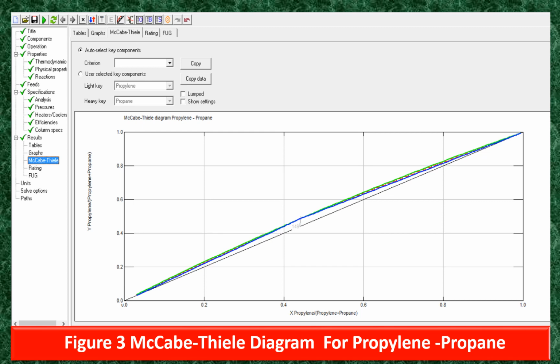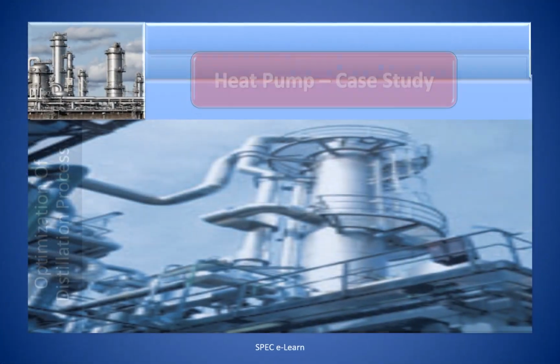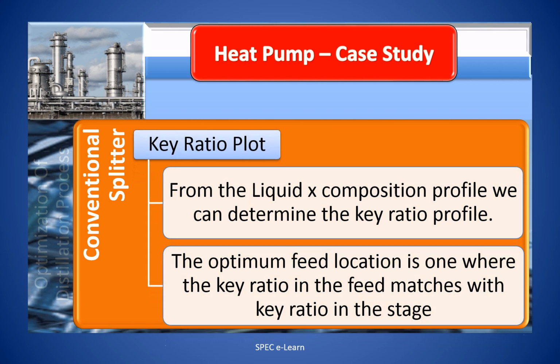As we discussed a while ago, due to close boiling point and low relative volatility, large number of theoretical stages are required. Take a look at the McCabe diagram for the propylene propane system given here to understand it better. From the liquid composition profile across the stages, we can determine the key ratio. The optimum feed location is where the key ratio in the feed matches with the key ratio in the stage.